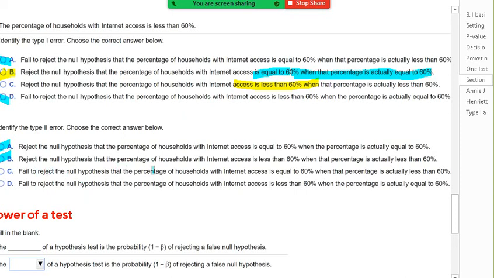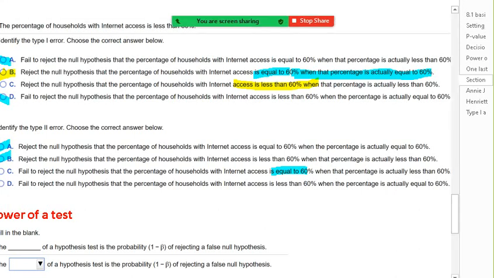Well, fail to reject the null hypothesis that the percentage of households with internet access is equal to 60% when that percentage is actually less than 60%. Okay. Or fail to reject the null hypothesis that the percentage of households with internet access is less than 60% when the percentage is actually equal to 60%. Well, H naught is false. So this is saying what the null hypothesis is when the percentage is actually less than 60%. What that second part of this is saying is that HA is really what is true, or the alternative is true, making the null hypothesis false.